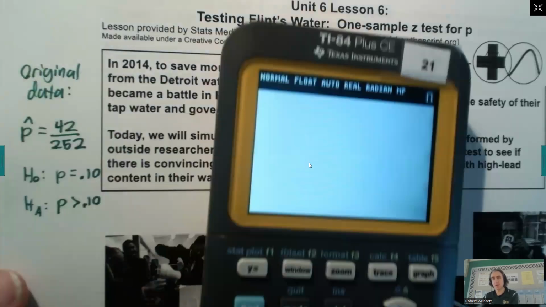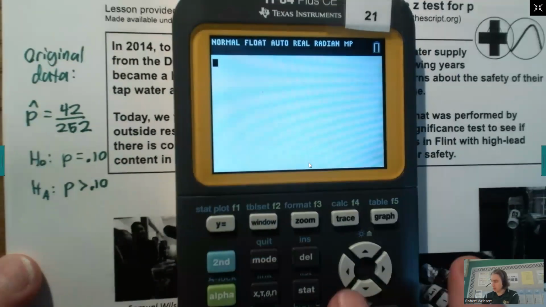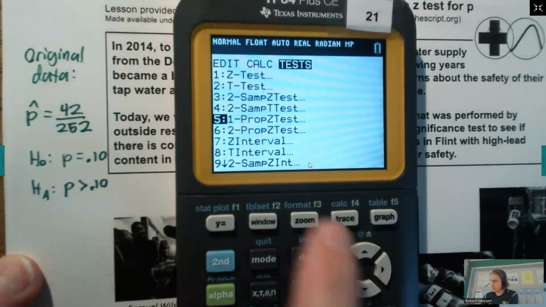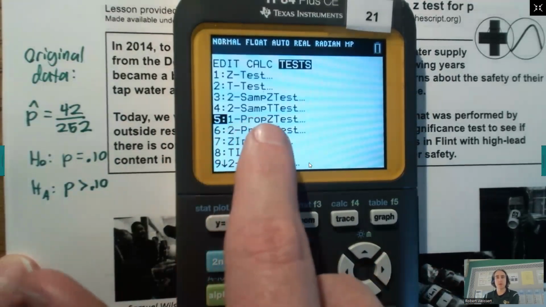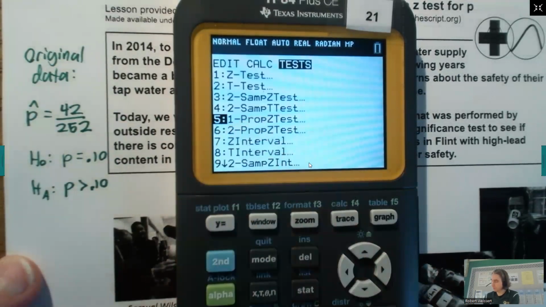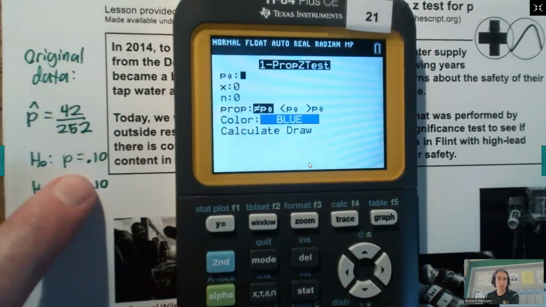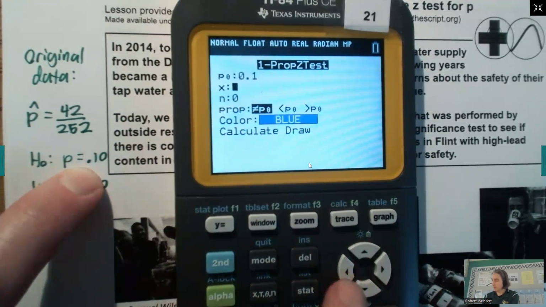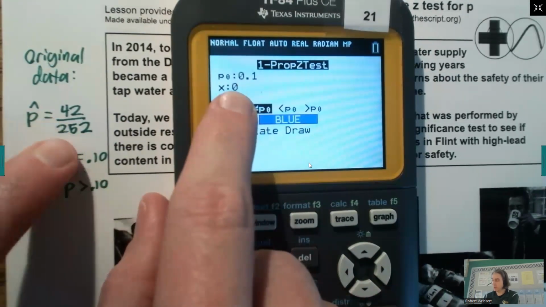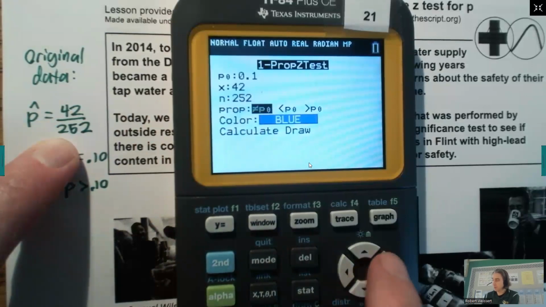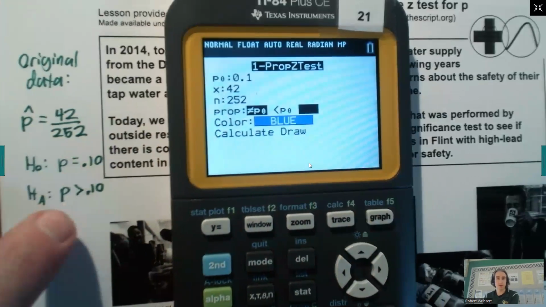So let's just recall how to use the calculator to get a z and a p-value. You're going to press stat, go over to tests, and go down to 5. This is a one proportion z-test, a one sample z-test for p, and your calculator calls it a 1-PropZTest. In here, p0 is your null hypothesis percentage as a decimal, so we're going to do 0.1. Your x is going to be 42, the total number of successes. I shouldn't say successes in this case, but there were 42 houses that had high lead level content out of the 252 for your n. We want to make sure we use the greater than, since our alternative is greater than.